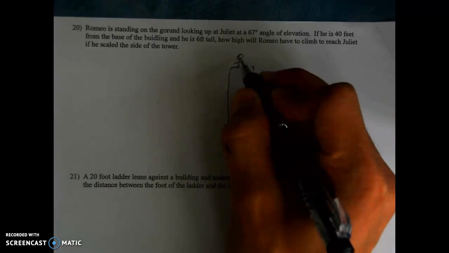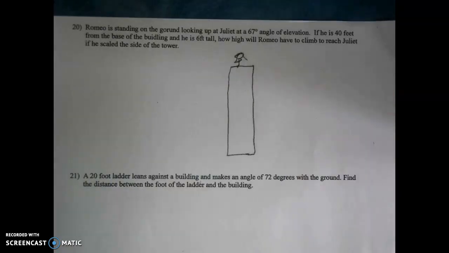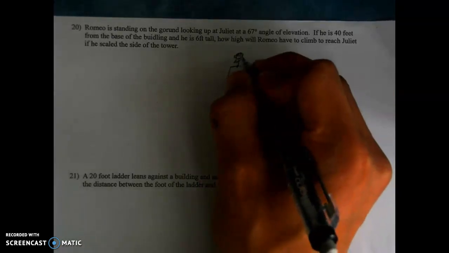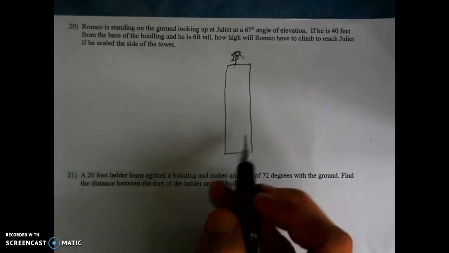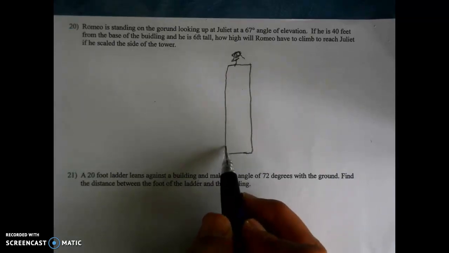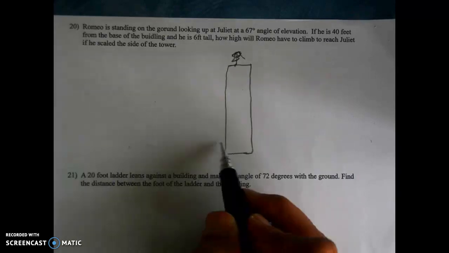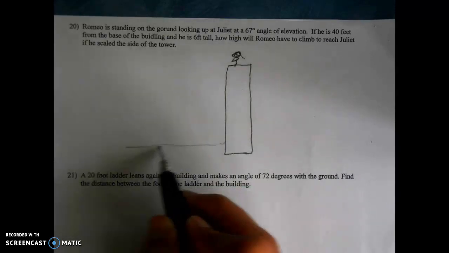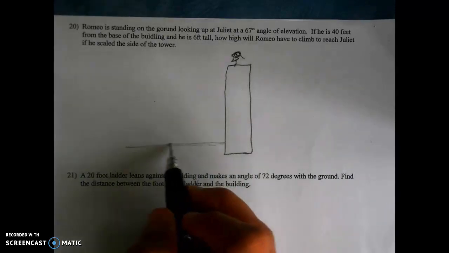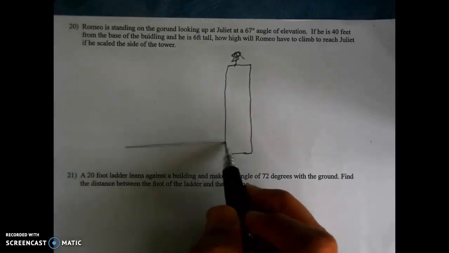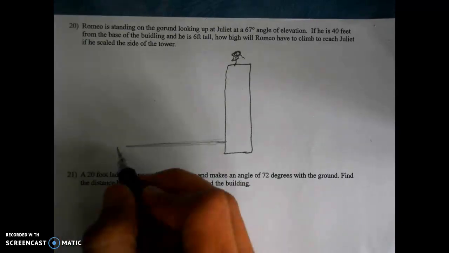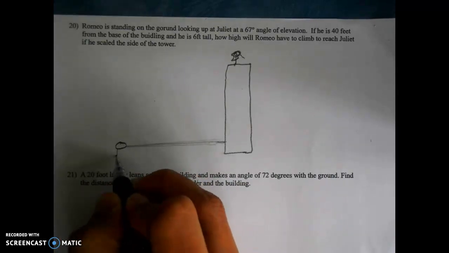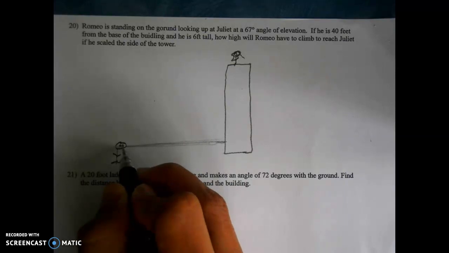Here's Juliet. Right there. Okay. Well, Romeo is 40 feet away. So 40 feet away, let's just say here. But his eye level, he's 6 feet tall. So Romeo is going to be right there, looking up.